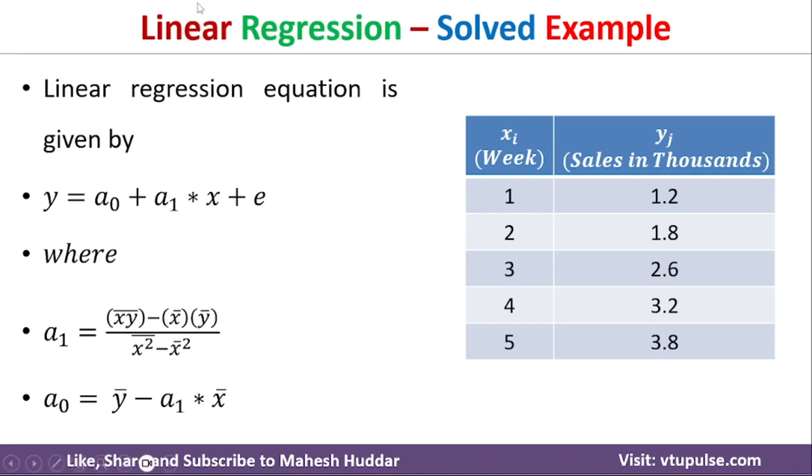Once you calculate the value of a1, we can calculate the value of a0. a0 is equal to the mean of y minus a1, which is already calculated, multiplied by x bar, that is the mean of x. So we know the values of x and y, and we need to calculate all these parameters, and then we will be able to calculate a1 and a0. Once you calculate a1 and a0, we will get the linear regression equation. Once you know the equation, we can calculate the value of the dependent variable y given x. So first we will calculate all these parameters.